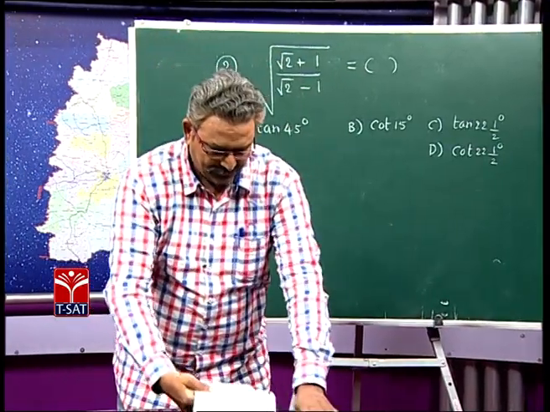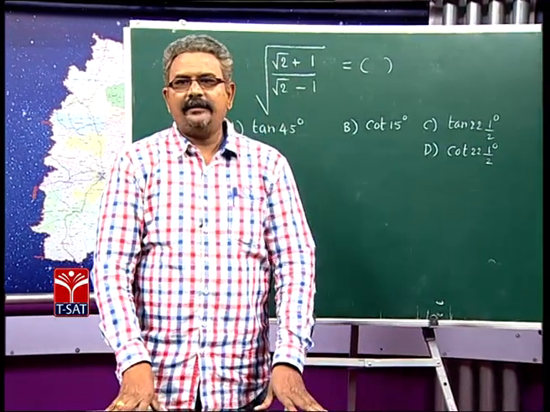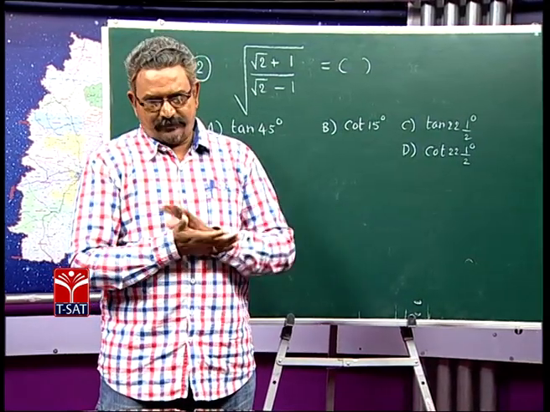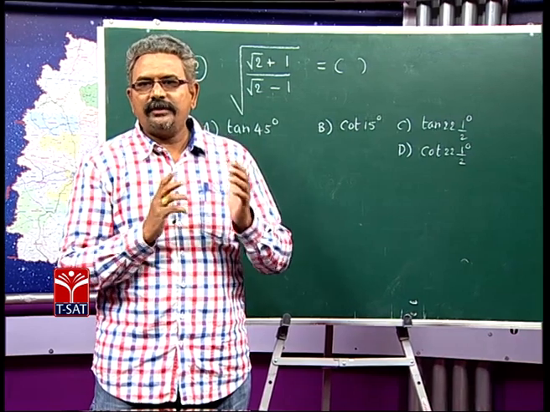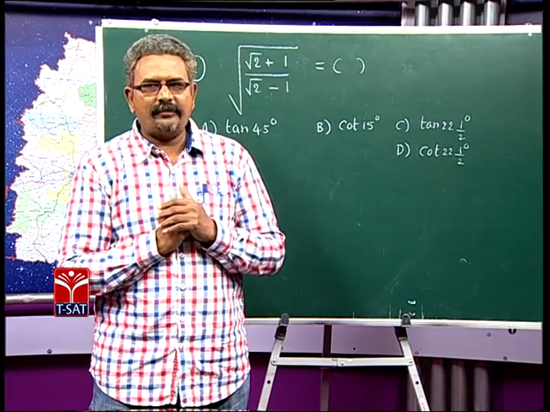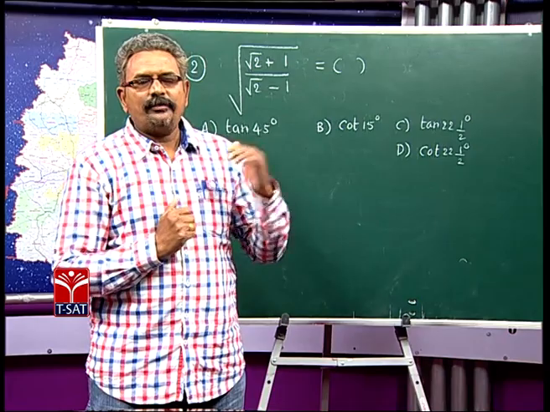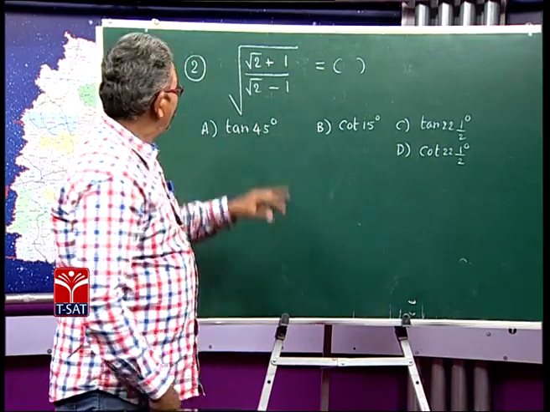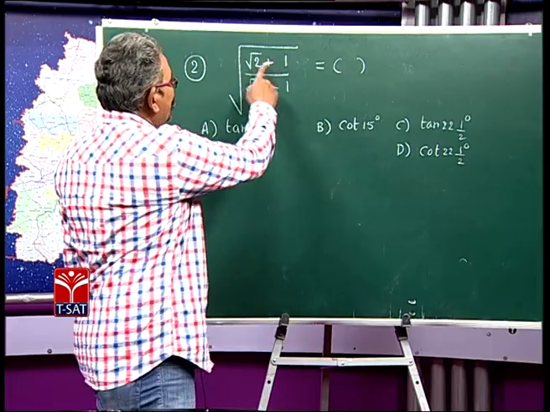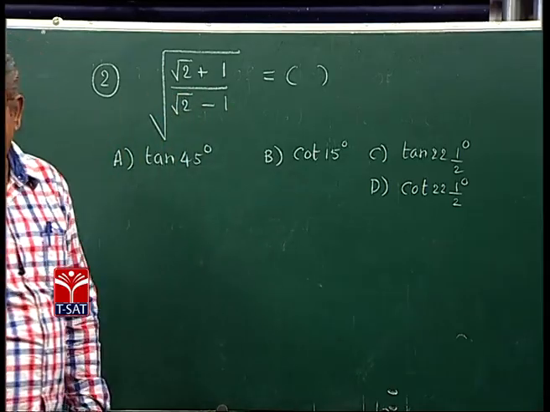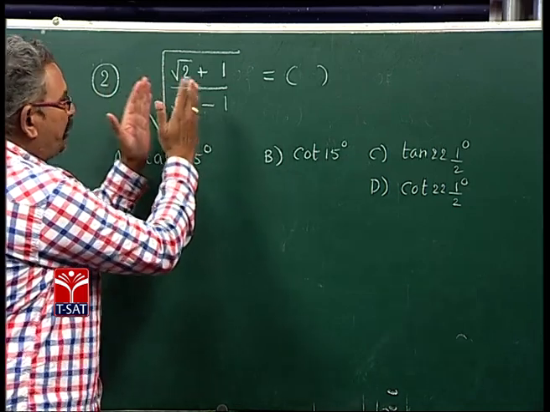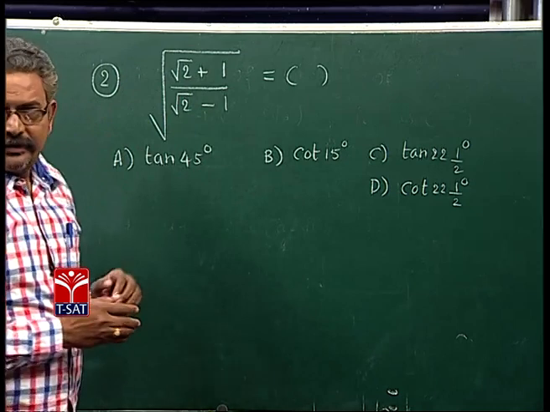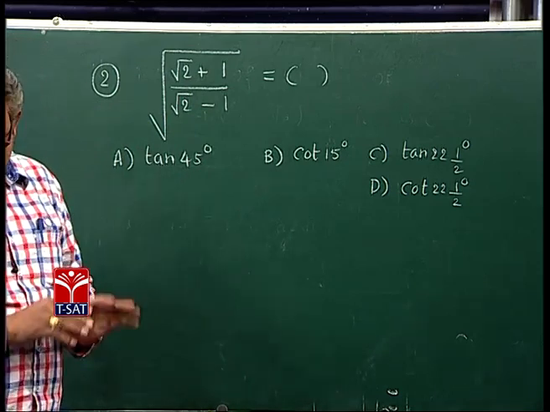Okay. This question is actually a combination of trigonometry as well as surds. So if you know the values of some standard values of trigonometry, then this problem can be solved. So first of all, go through the question: root over (root 2 plus 1) by (root 2 minus 1). First, let the denominator be rationalized.